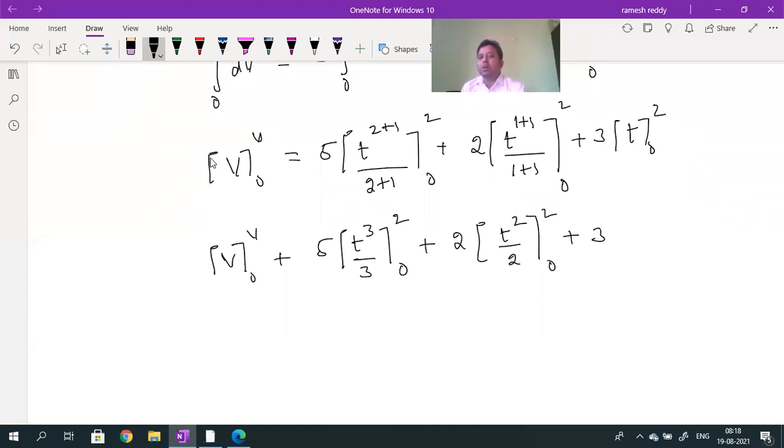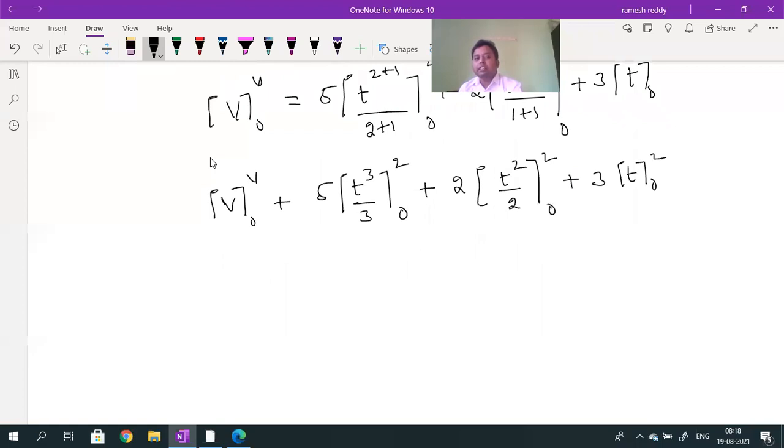So directly only one limit is there, t, and the limits are from 0 to 2. Then how can we substitute the limits? The least value is called the lower limit, and B is called the upper limit. Always you have to substitute upper limit minus lower limit.